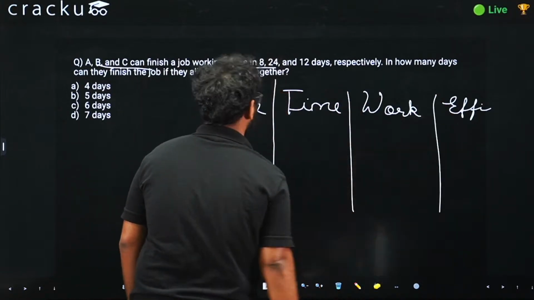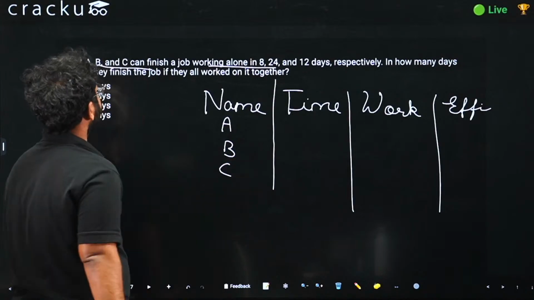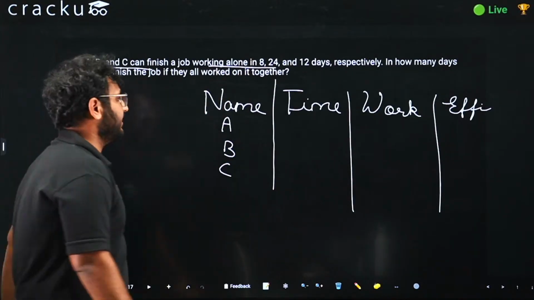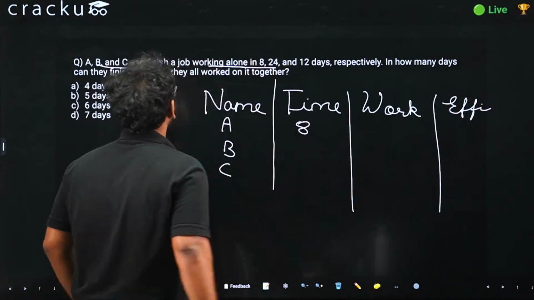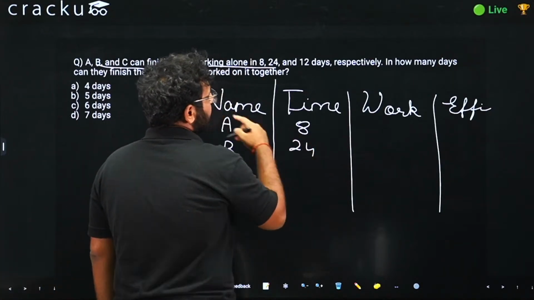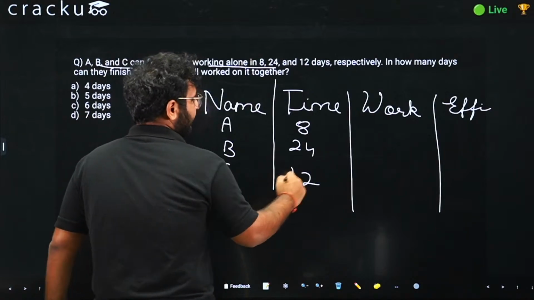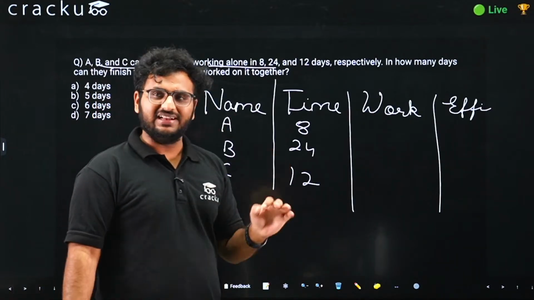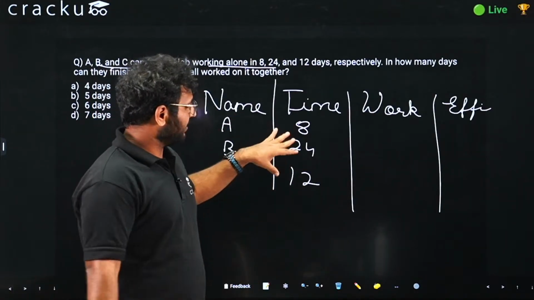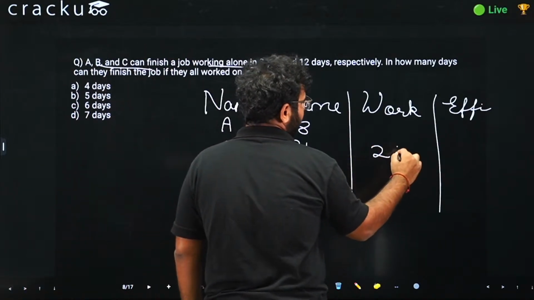Now write everything: A, B, and C. A takes how much time? It takes 8 days to complete the work. B takes how much time? It takes 24 days to complete the work. And C takes how much? 12 days. So write 12 days. Now let us solve with the LCM method. Okay, so LCM of 8, 24 and 12 is what? 24 itself. So write work to be 24.